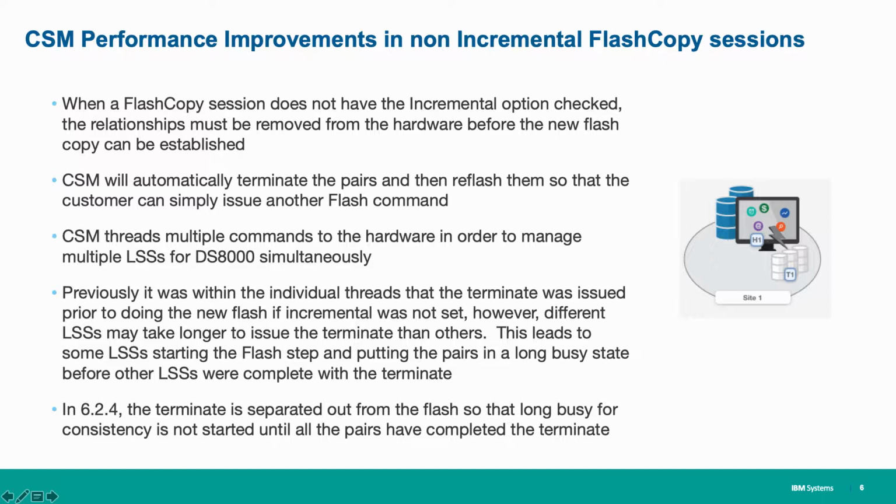All right, the next one I want to talk about is some performance improvements for FlashCopy on DS8000. So just to start with, I'll explain CSM supports all the different flavors of FlashCopy on DS8000, including the ability to flash without the incremental option. The incremental option lets you, every flash, only copy over the changed tracks. But if you don't choose incremental, what we have to do for the hardware is terminate the existing relationships and then reflash everything with the new point-in-time copy.